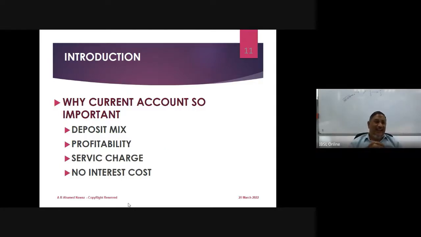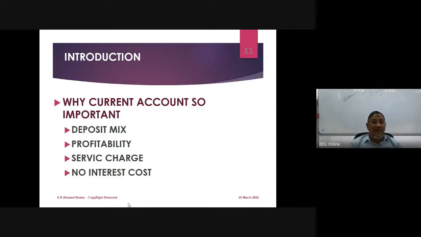So the deposit mix is very important for us because current accounts are low cost funds. Also, if any branch has a higher value of deposits, say current account deposits, that branch operationally makes profits, because savings accounts and fixed deposits have to pay interest. So the deposit mix is very important to maintain the operational expenditure of a bank.